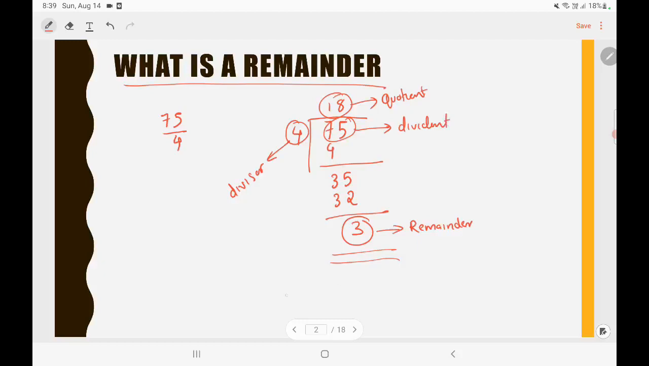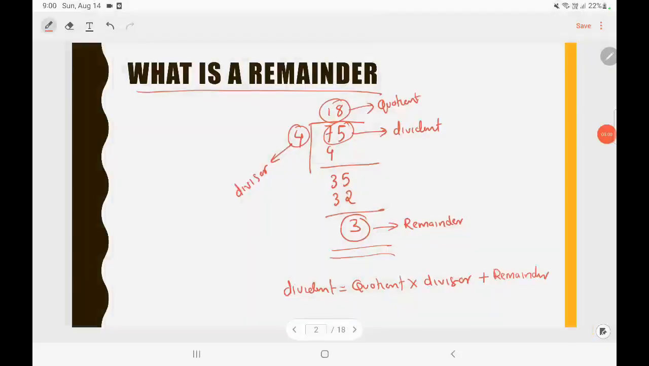So we can write dividend is equal to quotient multiplied by divisor plus remainder, right? So here when you divided 75 by 4, you got remainder as 3. This is the basic concept of remainder theorem, to find out a remainder when something is divided by another number.